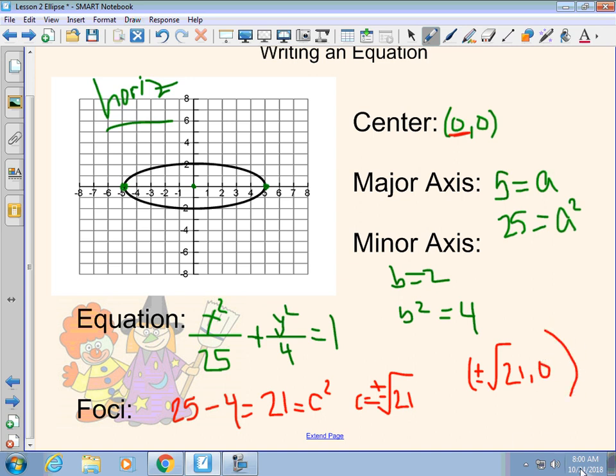Okay, and the square root of 21 is going to be between 4 and 5, so it's going to be in here. And we would plot those to the best of our abilities. I know we don't know what the decimal is exactly on the graph, but we'd plot those to the best of our ability.